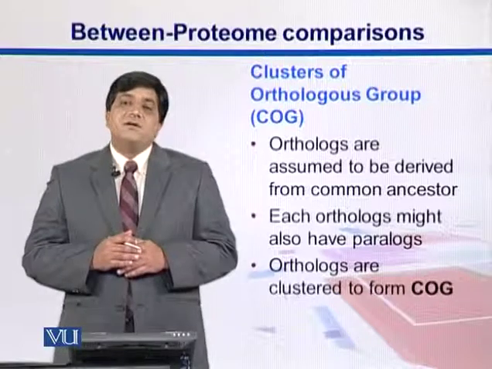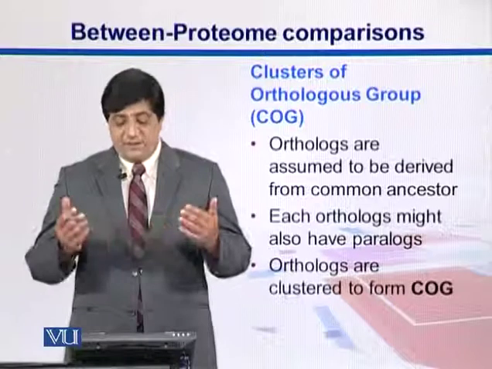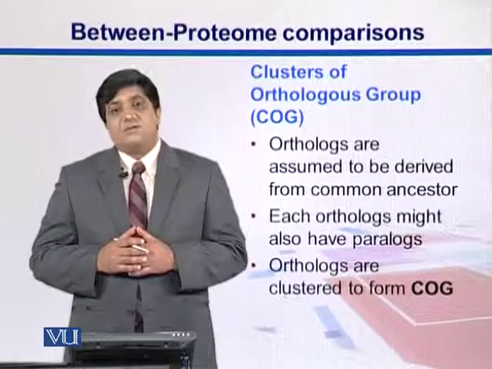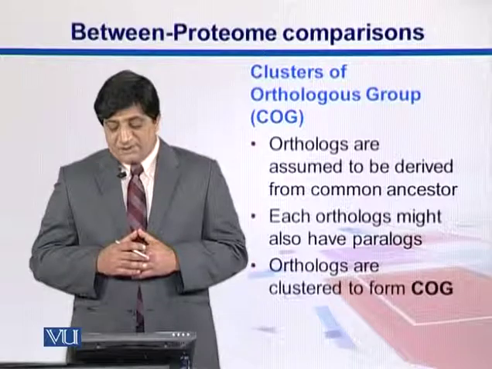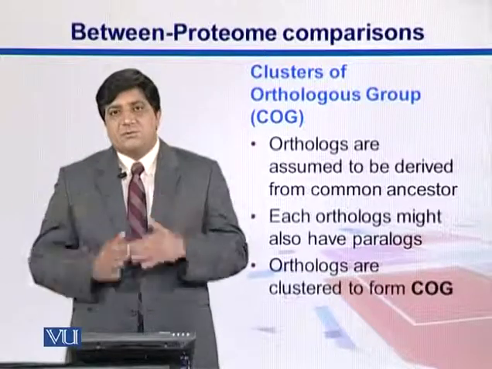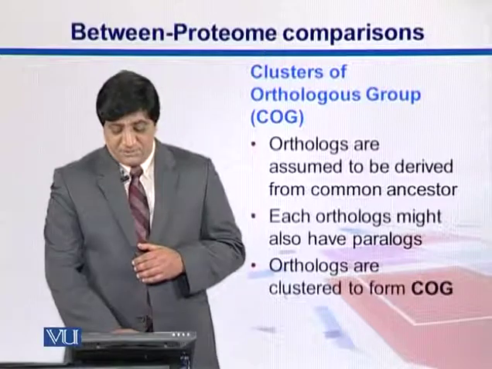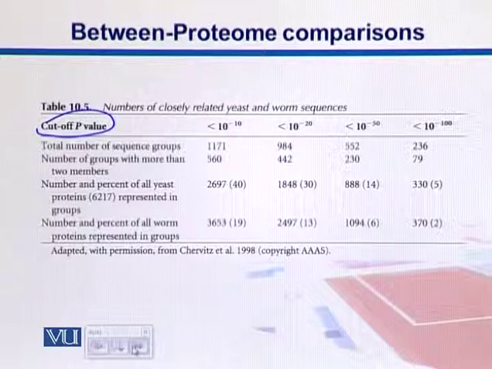In this way, we can group those organisms which are similar to one another. We call them clusters of orthologous groups, or COGs. Since orthologs are believed to be derived from common ancestors, they might also have paralogs. Within the organisms, the orthologs might also go through duplications, but orthologs can be studied as COGs. Here we have the examples. We have orthologs between yeast and worms. We have different p cutoffs.